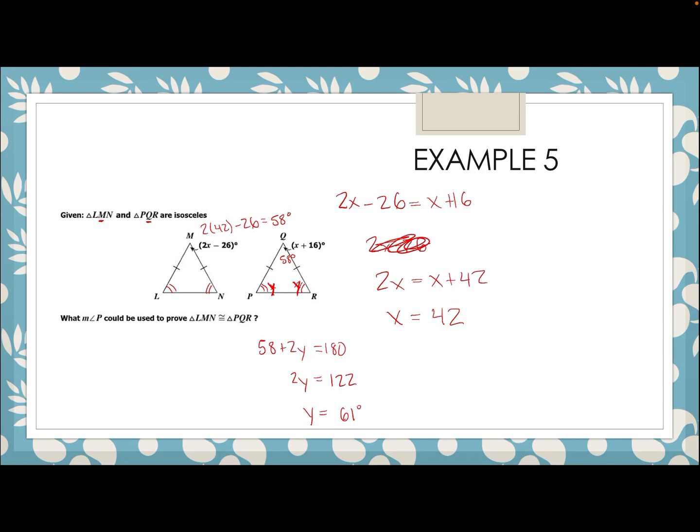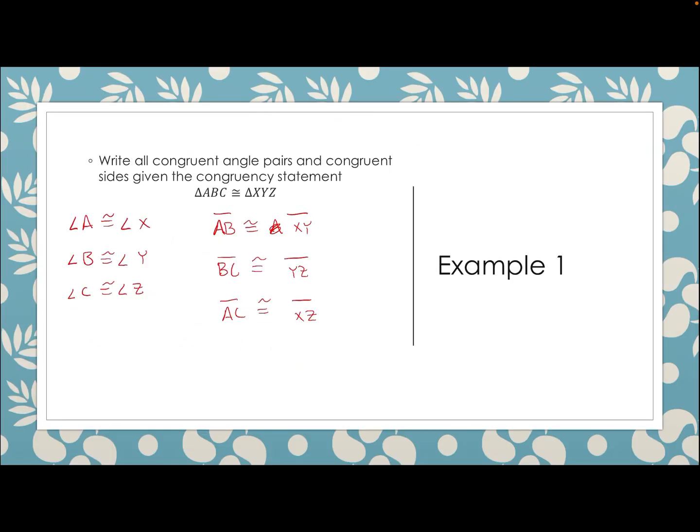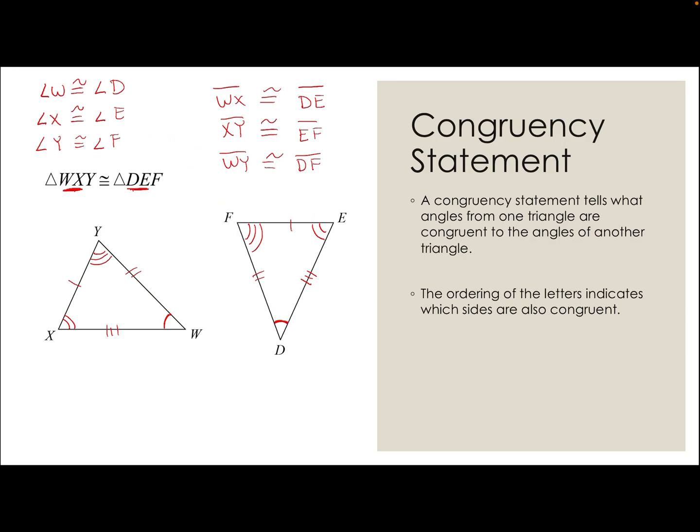All right. So that is going to conclude our video on parts of congruent triangles. So again, all of this is motivated by a congruency statement. And remember, a congruency statement tells what angles from one triangle are congruent to the angles of another triangle, and the ordering of the letters tells you which sides are congruent. So you take the first two letters, and that makes the same segment in the other triangle using the first two letters, the first and the third letter, and the last two letters. That's how you get your congruent segments.